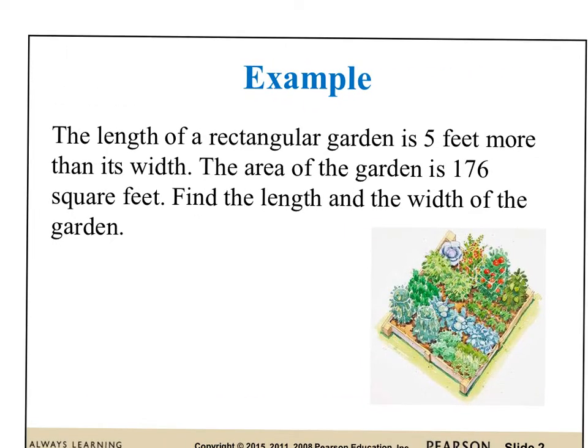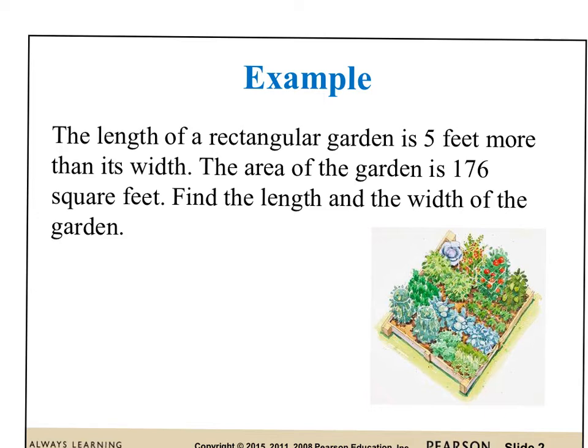And we will begin with an example. The length of a rectangular garden is 5 feet more than its width. The area of the garden is 176 square feet. Find the length and the width of the garden. Well, here we've got a picture of the garden. Sometimes the picture helps us more than anything else does.